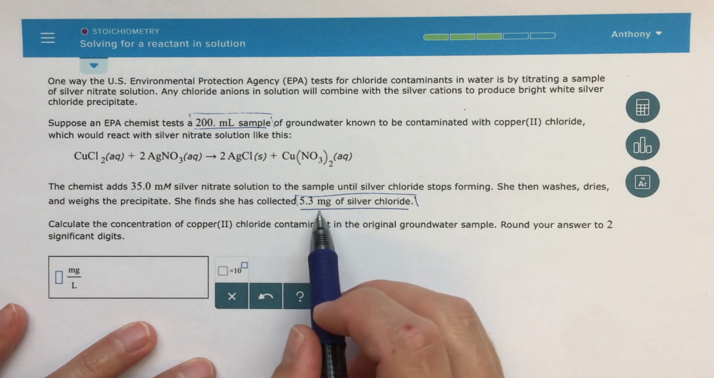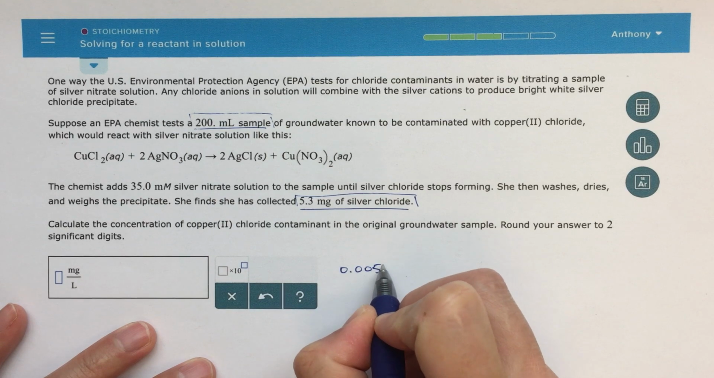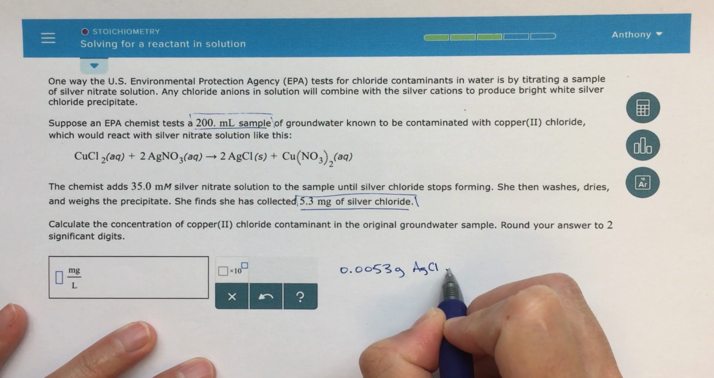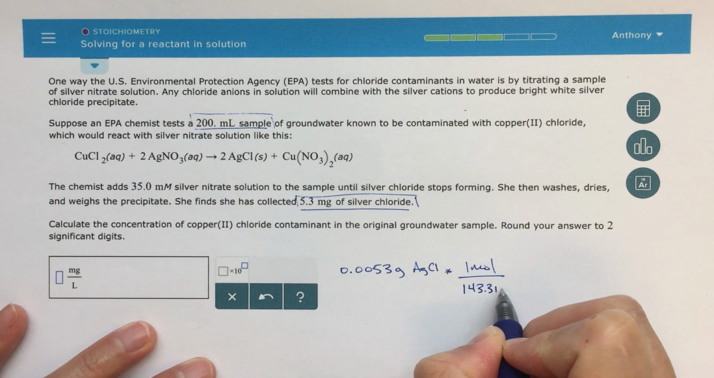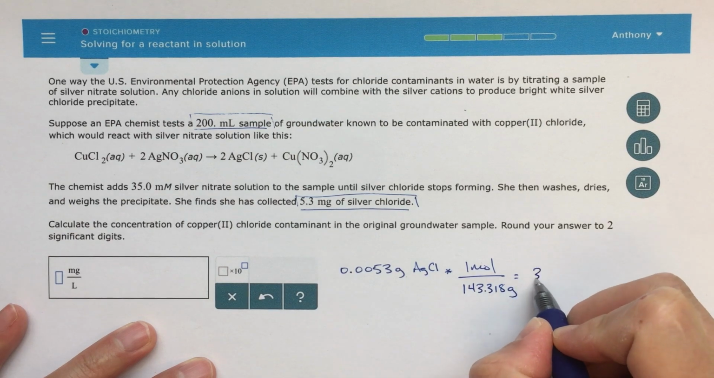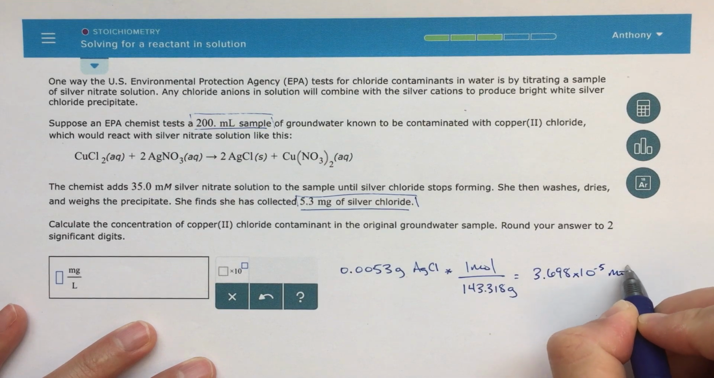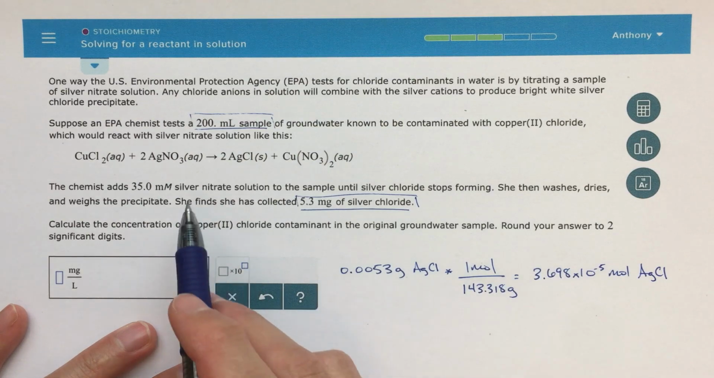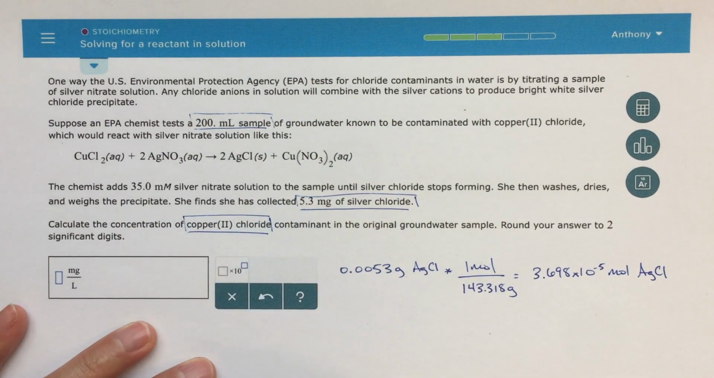So using this milligrams of silver chloride, I'm going to convert that into grams first. 0.0053 grams of AgCl times 1 mole over 143.318 grams equals 3.698 times 10 to the minus fifth moles of AgCl. And once we have the moles of AgCl, then I'm going to use a mole-to-mole ratio to figure out what the concentration, what the moles of copper chloride are in my sample, right?